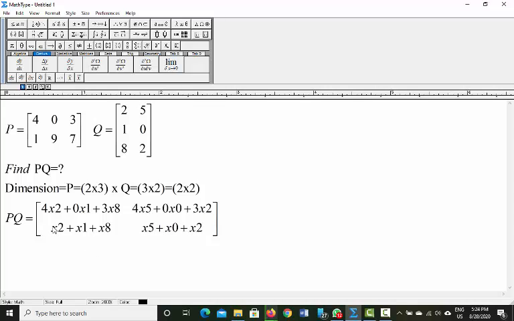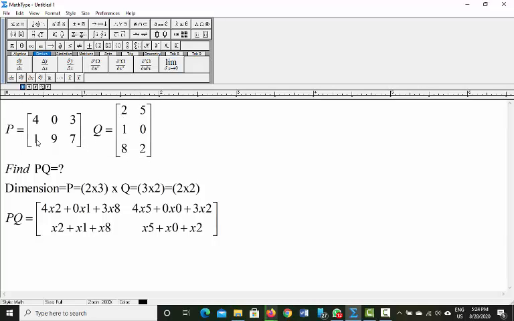So now what we will do before this one, here we have already multiplied the first row of the first matrix with all the columns of the second matrix. Now we need to multiply the second row of the first matrix with all the columns of the second matrix.